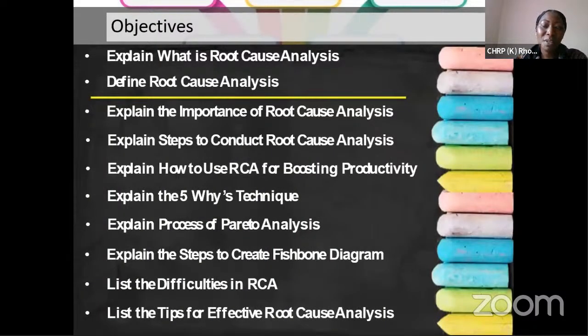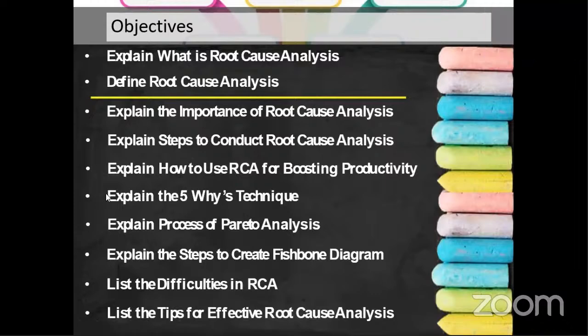Is it now clear what root cause analysis means? Just from a very high level, are we clear what root cause analysis is? Yes, I'm getting affirmations. Yes, it's clear. Yeah, we can proceed.